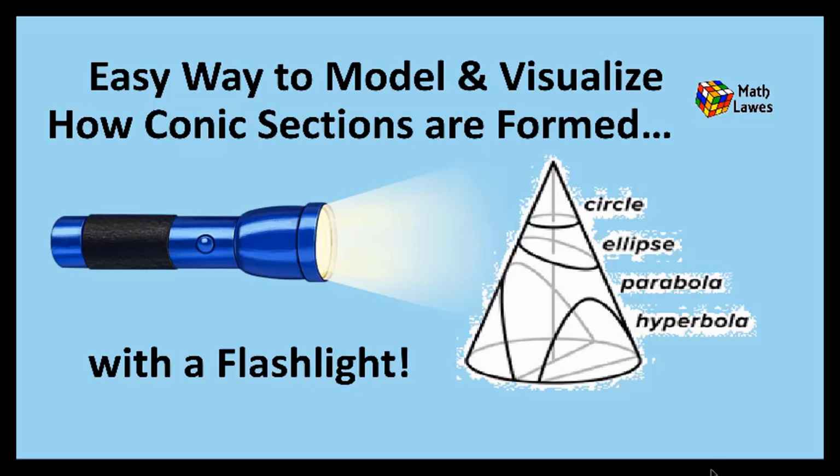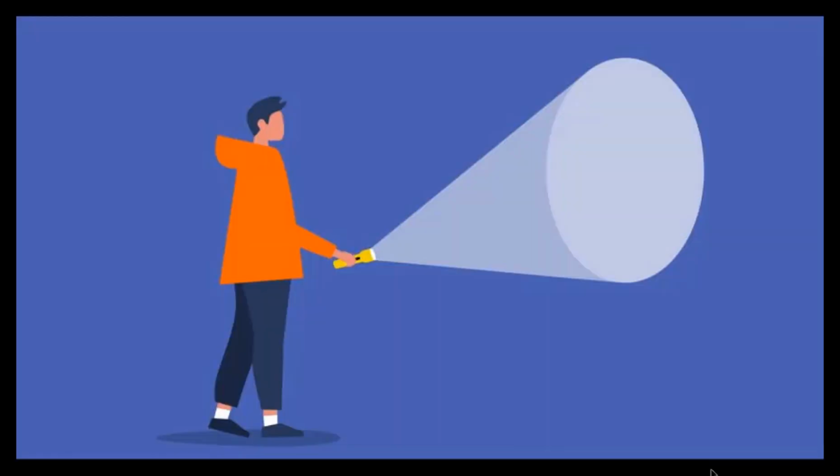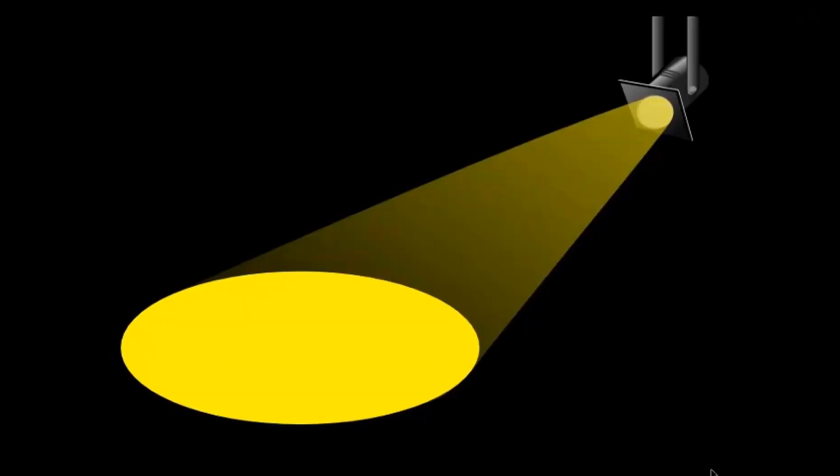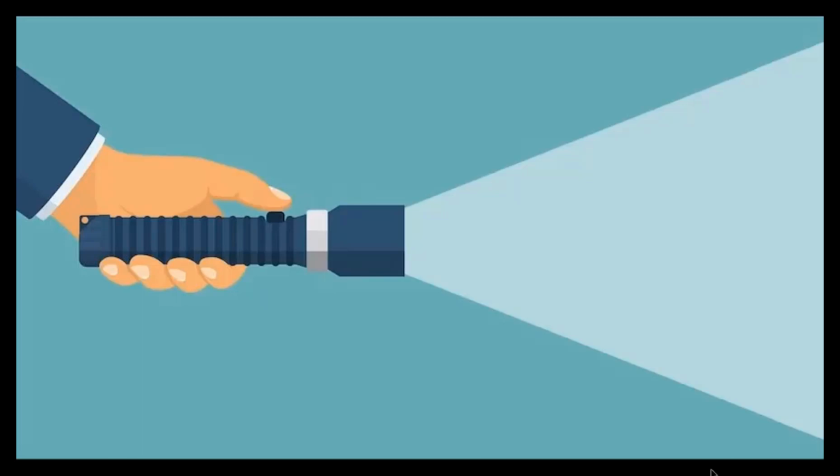Here's an easy way to visualize and model how conic sections are formed by slicing a cone. We've probably all seen a cartoon character with a flashlight in a dark room. It kind of looks like a cone of light. If we look at it from the side, the cone looks like a two-dimensional triangle.